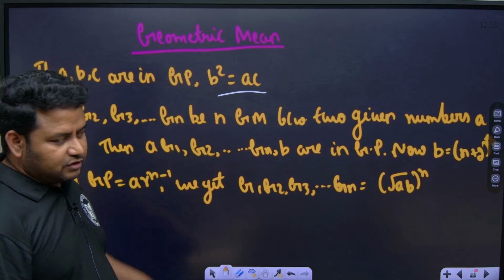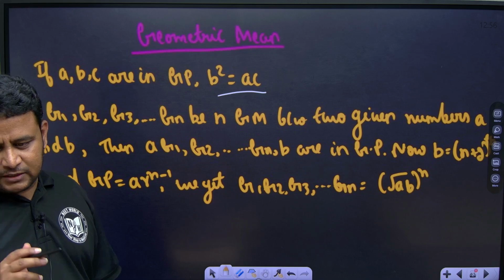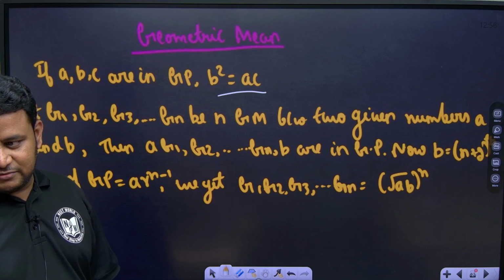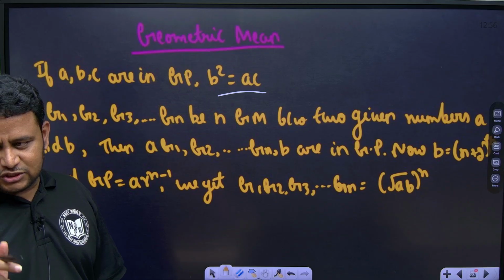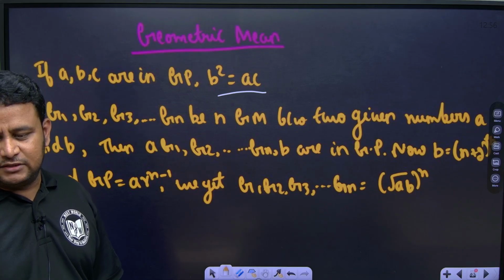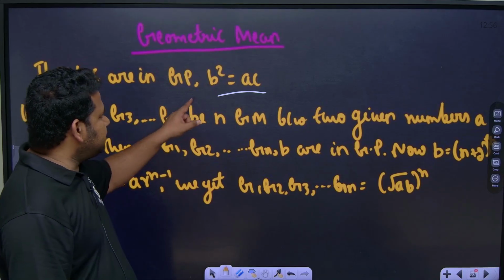One of the questions we also solved in straight lines: P2 square is equal to P1 P3. We had solved that, no? Geometric mean. One question we had solved, the perpendicular distance questions. So this is what B square is equal to AC.